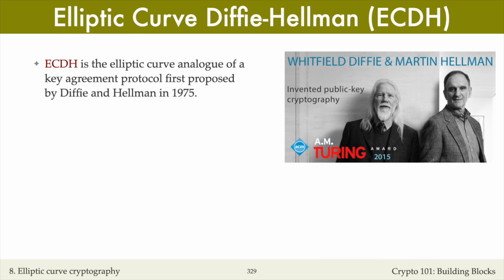Elliptic Curve Diffie-Hellman Key Agreement, ECDH, is the elliptic curve analog of the Key Agreement Protocol first proposed by Diffie and Hellman in 1975. Recall that Diffie and Hellman, together with Merkle, invented the notion of public key cryptography in the mid-1970s. Diffie and Hellman were the first to propose the notion of a digital signature scheme, and they proposed the first practical key agreement scheme. For their work, Diffie and Hellman were awarded the Turing Award in 2015.